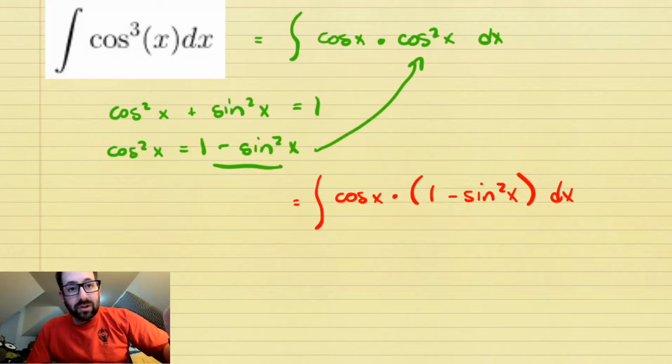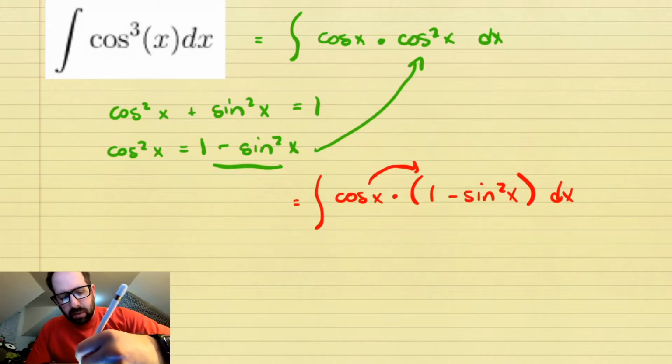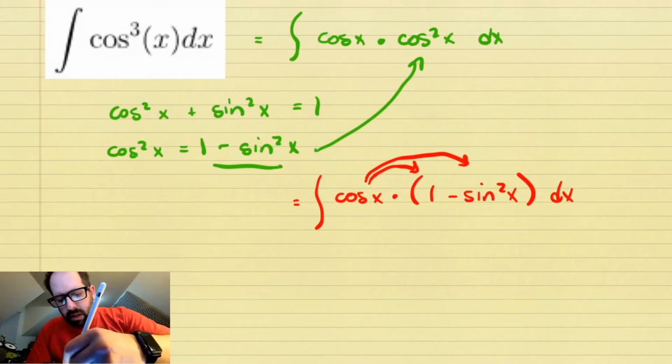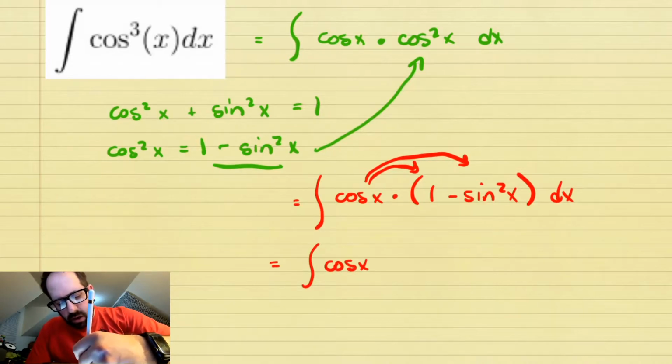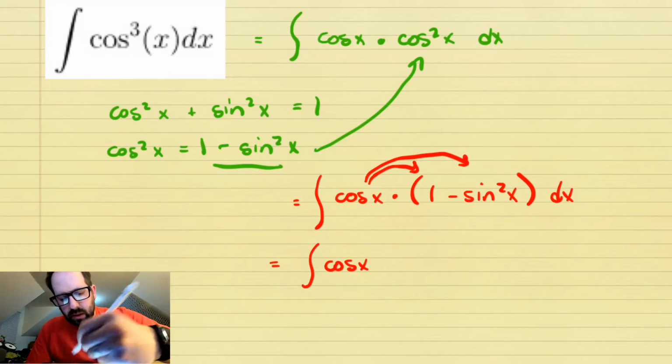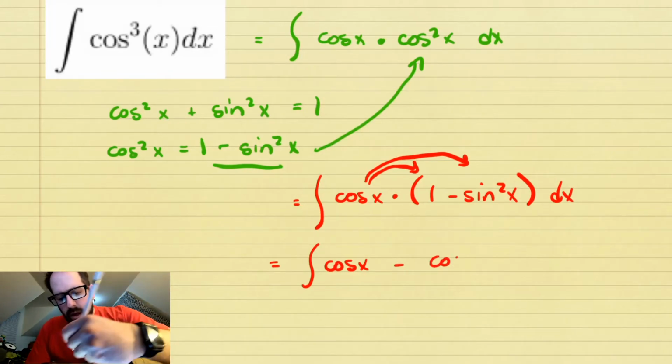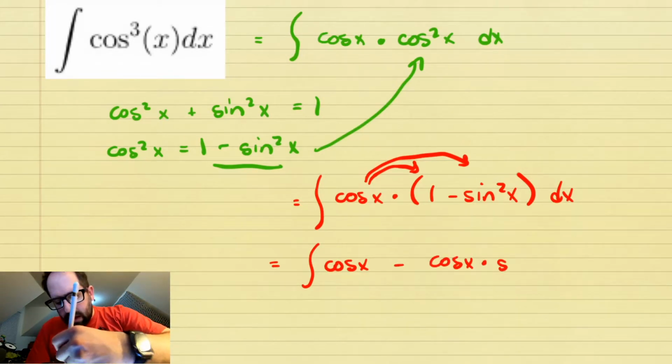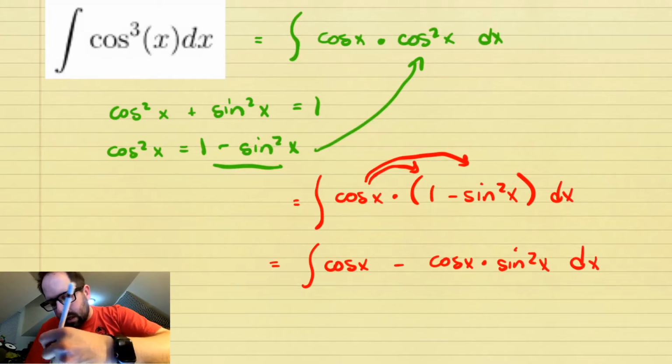Now what I'm going to do is distribute this through. I technically don't have to, but it's easier for me to see and maybe to explain it to you. So I'm going to multiply the cosine through. All right, so here's what we have. We have cosine of x, oops, don't need a d, I need a minus sign, cosine of x times sine squared x dx.